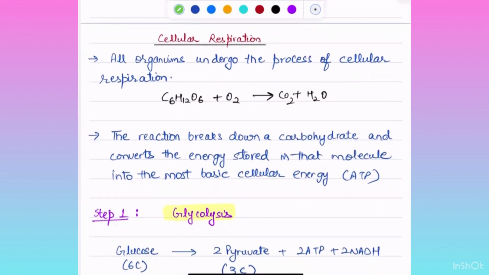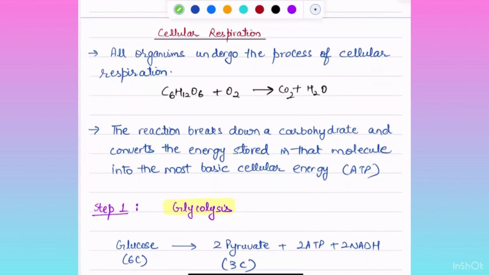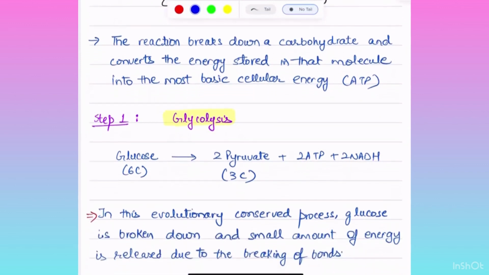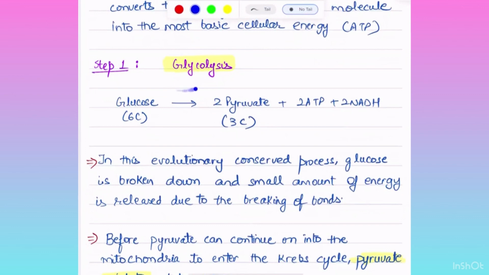Next, we have cellular respiration. All organisms undergo the process of cellular respiration. This is a loop with the photosynthesis process. The sugar molecule and oxygen, which are produced as products of the photosynthesis reactions, help in complete oxidation of glucose to form CO2 plus H2O. This reaction breaks down a carbohydrate and converts the energy stored in that molecule into the most basic cellular energy, ATP. Step 1 of cellular respiration is called glycolysis, in which breakdown of the glucose molecule takes place.